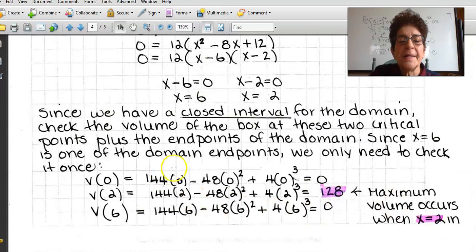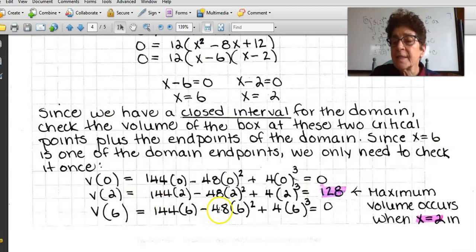So here is the volume function evaluated at 0. No surprise there. Remember, I said if I don't cut anything out of the corners, I have no box. The volume is 0. And we also said at 6, we'd cut away the entire box, which means I'd also have no box. The volume is 0.